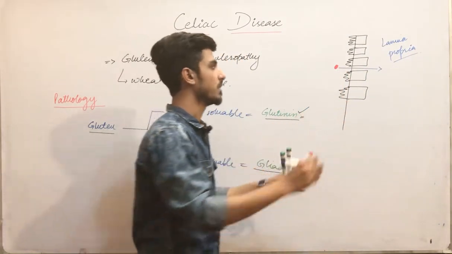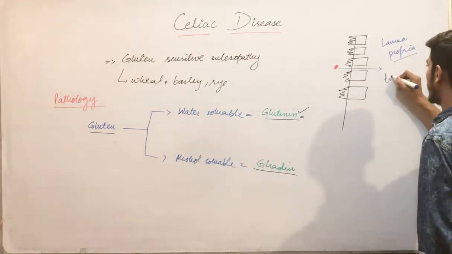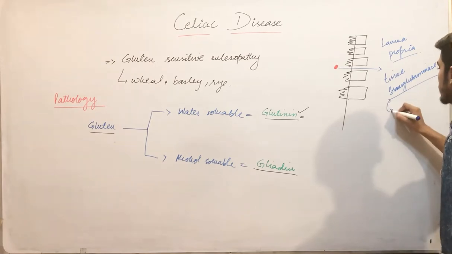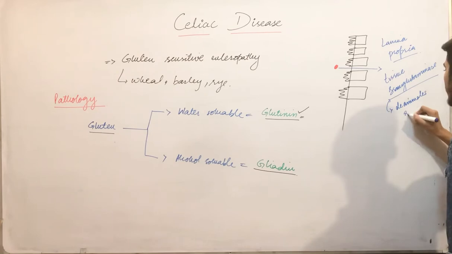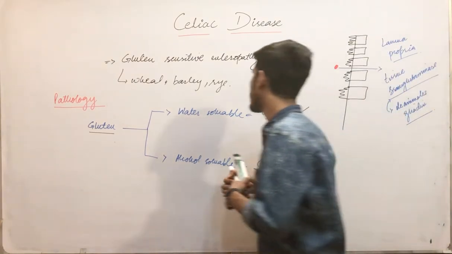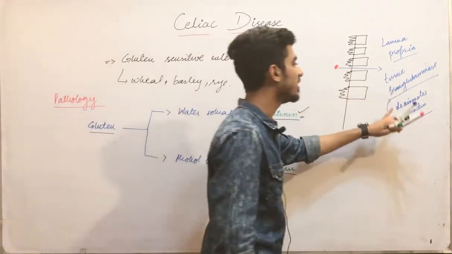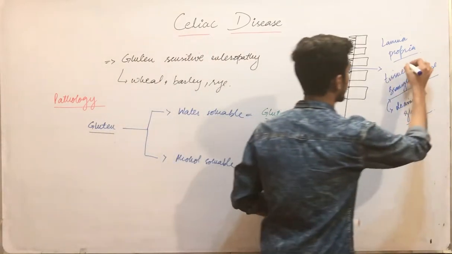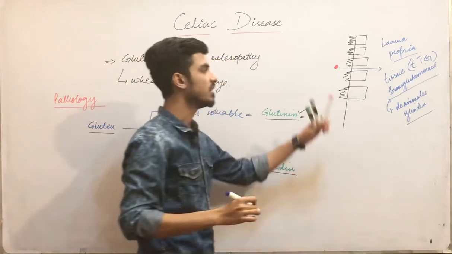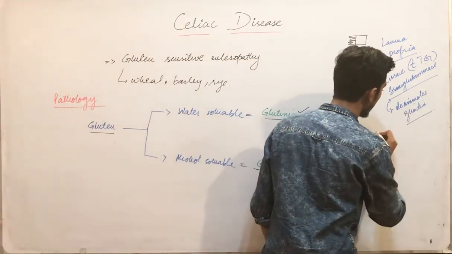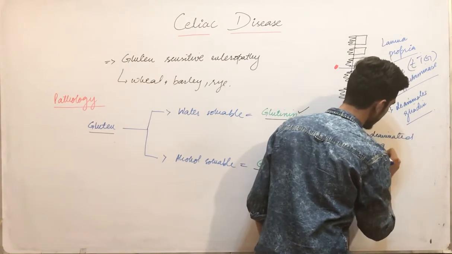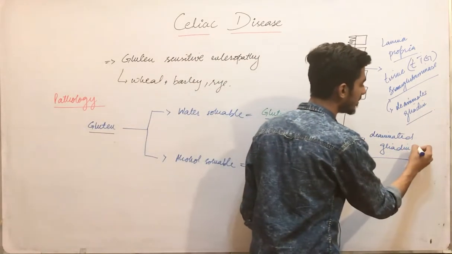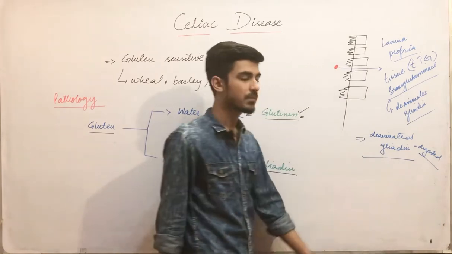Now this is the whole normal pathway. In the lamina propria, normally we have an enzyme called tissue transglutaminase. This is an enzyme which deaminates the gliadin. Clear? As the gliadin enters the lamina propria, it is acted upon by the tissue transglutaminase, I am writing the short form here, and gliadin is now called deaminated gliadin. Up till now this is the normal pathway. Normally in normal people, the deaminated gliadin is digested easily. Clear? This is digested easily.